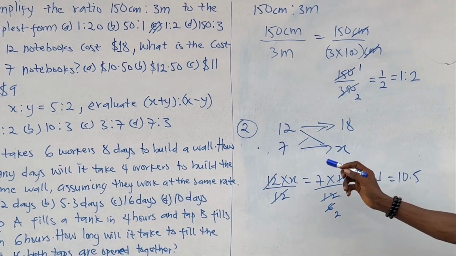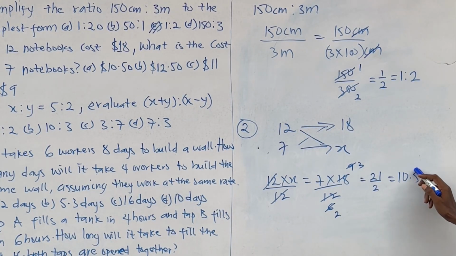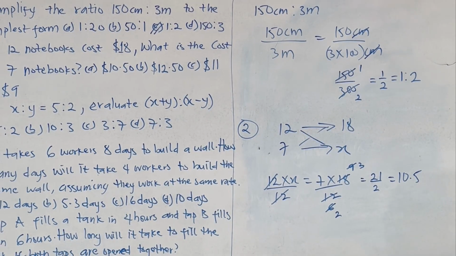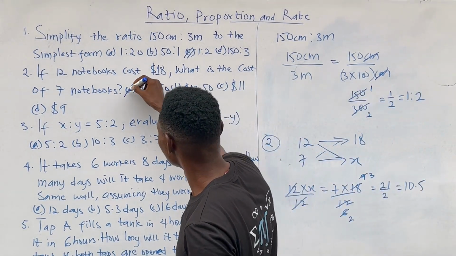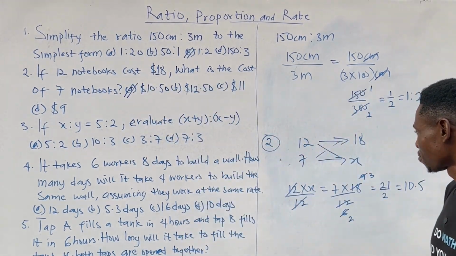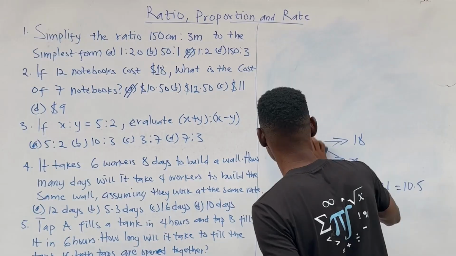That makes sense because 7 books now are less than 12, so the price should come down. So 10.5 is our correct answer. So our answer will be option A. Okay, so that's number 2. Let's continue with number 3.